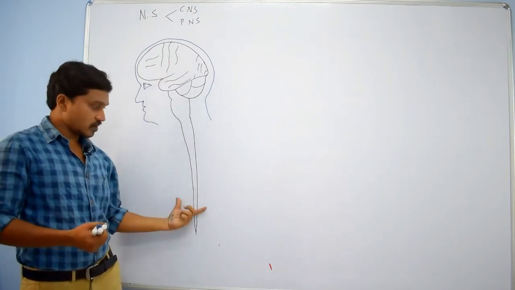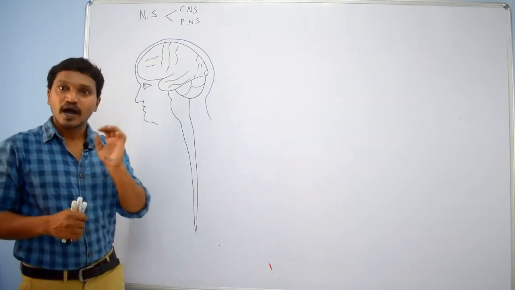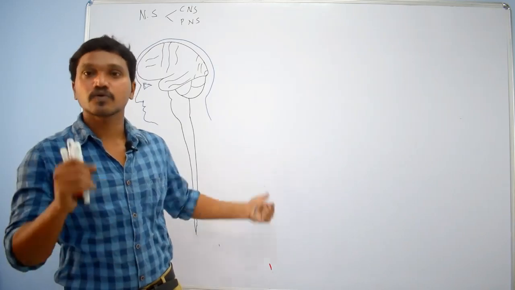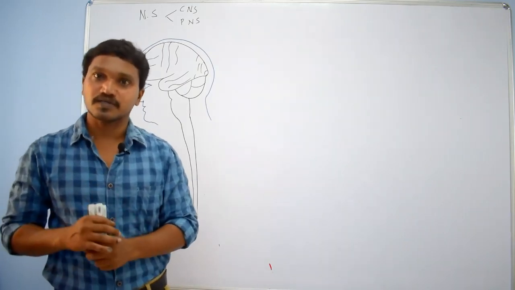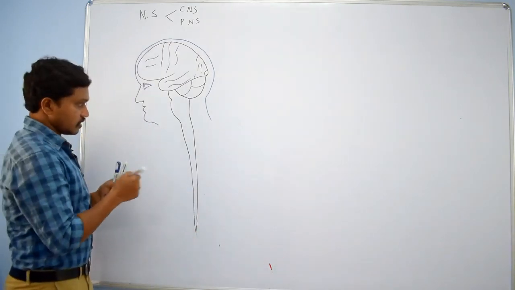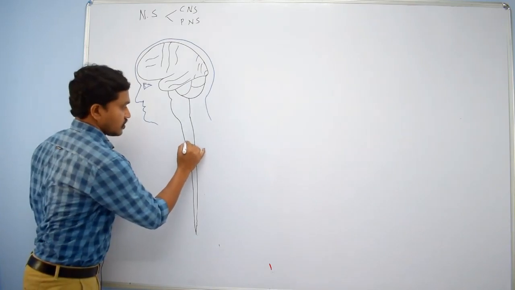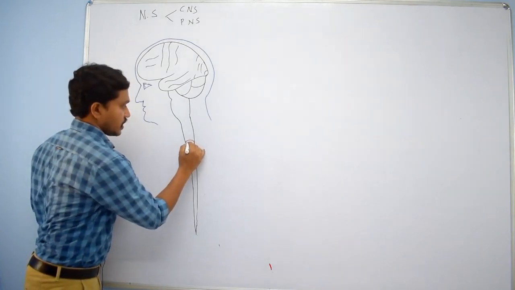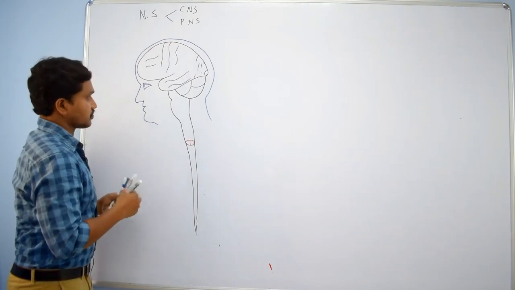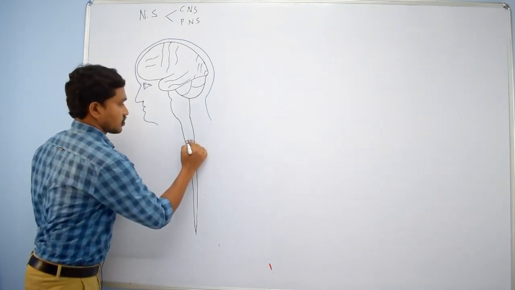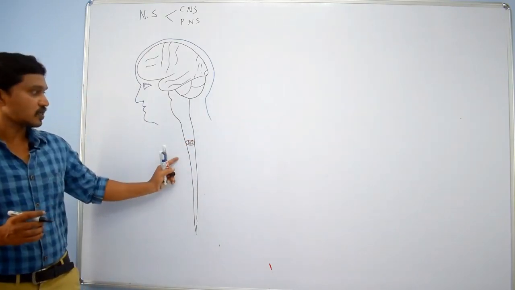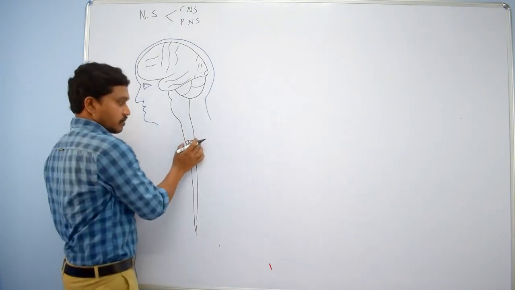The brain and spinal cord are the central nervous system, and the nerves which come out of the central nervous system are the peripheral nervous system. Right? Clear? Okay, let me explain that. I will take a section of the brain and try to explain the peripheral nervous system. Right? So this is a section of the spinal cord. Okay, let me draw this over here.